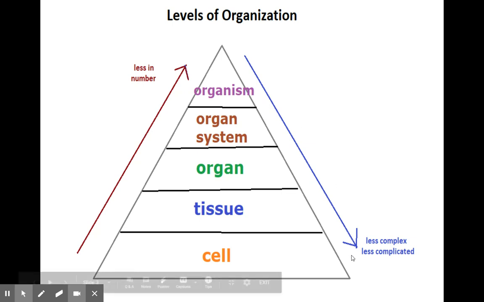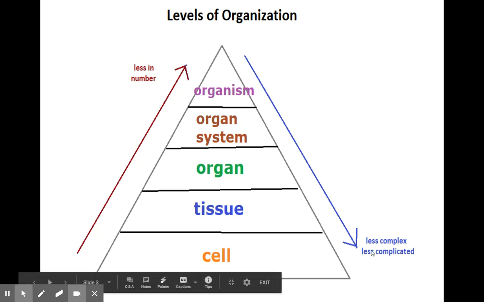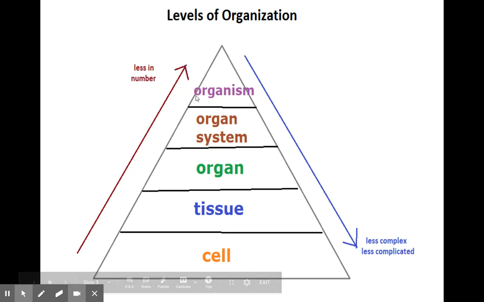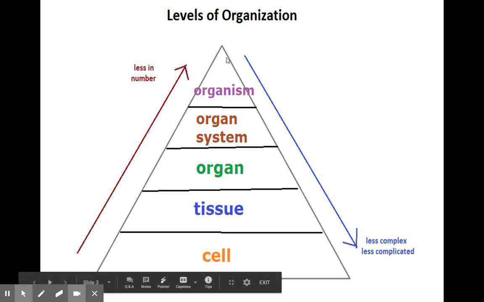On this other side here, we have whether it's complicated or simple. Down here is the most basic unit of life. It's about as simple for living things as it's going to get. And then the higher we go up, it's getting more and more complicated. Us as an organism, as a person, we're very, very complicated creatures. There's a lot going on. So the higher up you go, it gets complicated.